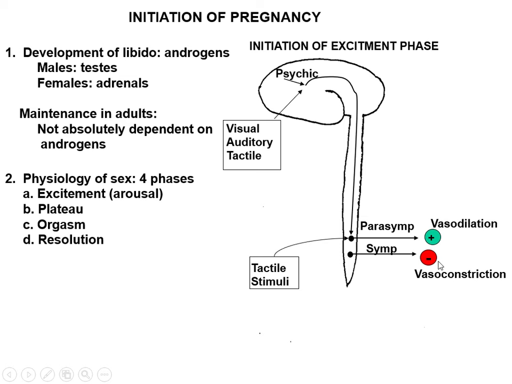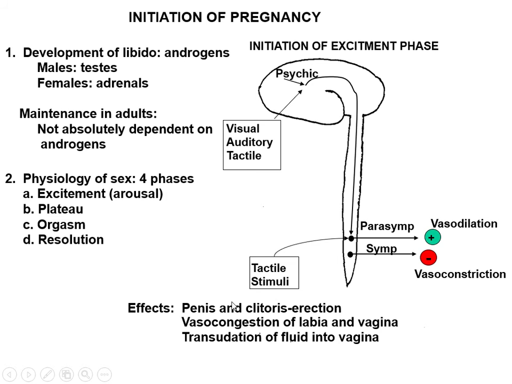Note that the sympathetic nervous system is going to cause vasoconstriction. And that's one reason why stressful environments are not conducive to normal sexual function. Now, the increase in blood flow to the genital region has several effects. In terms of erectile tissue, the penis and clitoris, you get erection. In the female, you also get vasocongestion of the labia and vagina, and movement of fluid into the vagina. And the latter is important because that's going to involve the lubrication for intercourse.